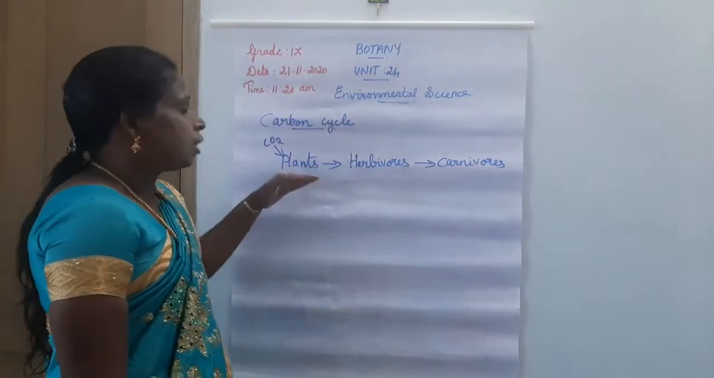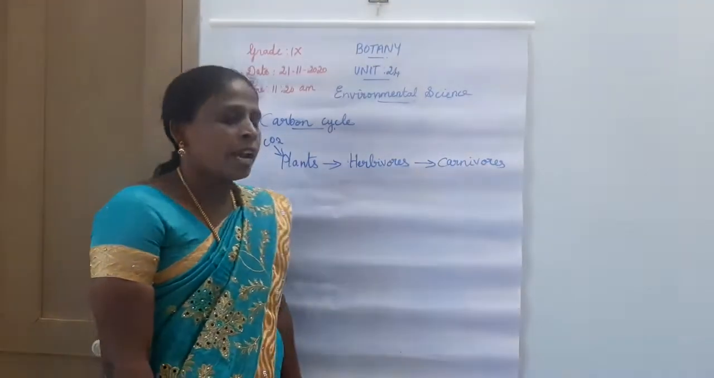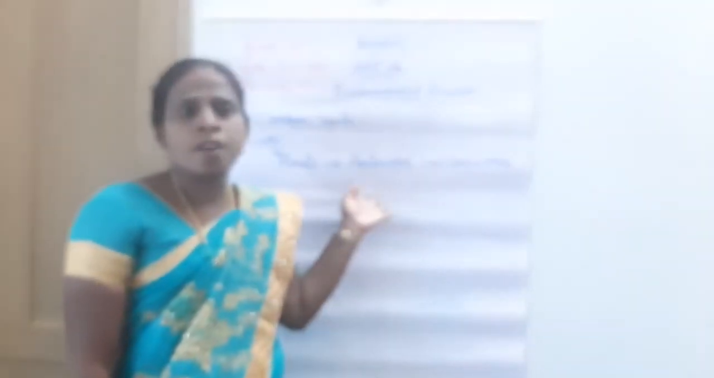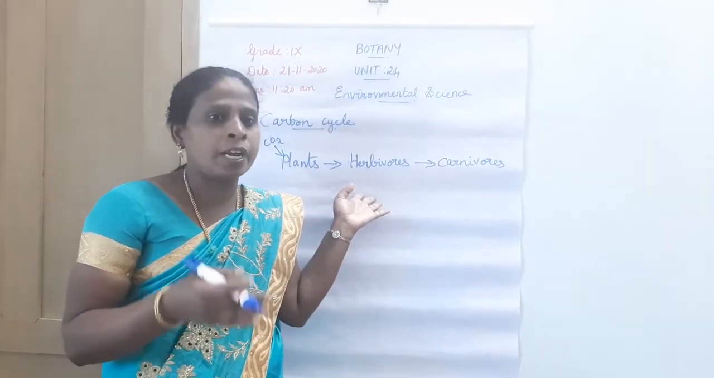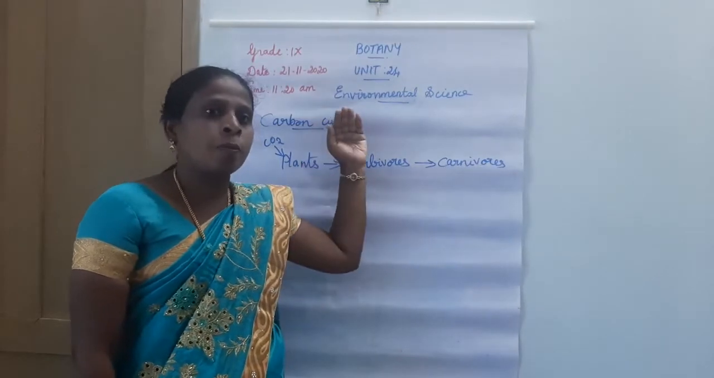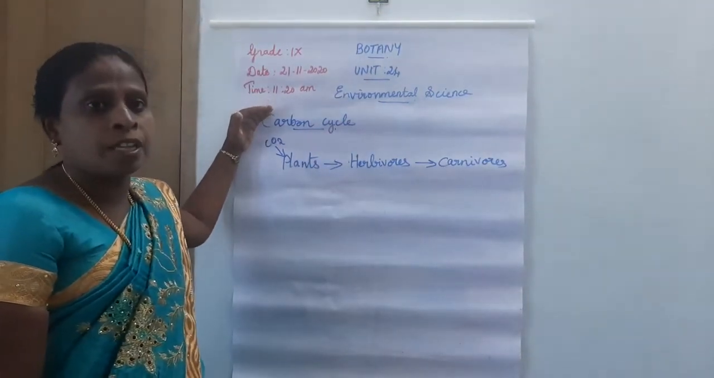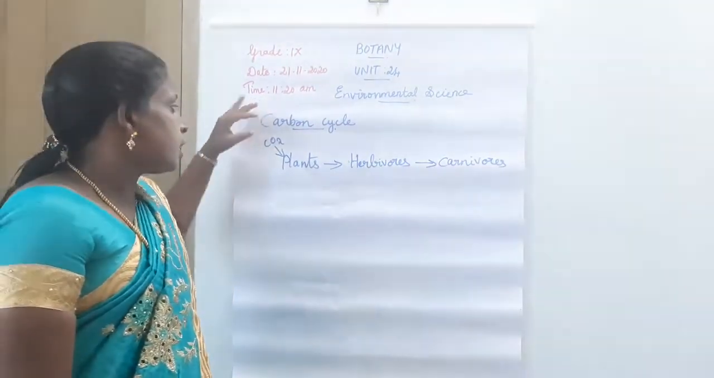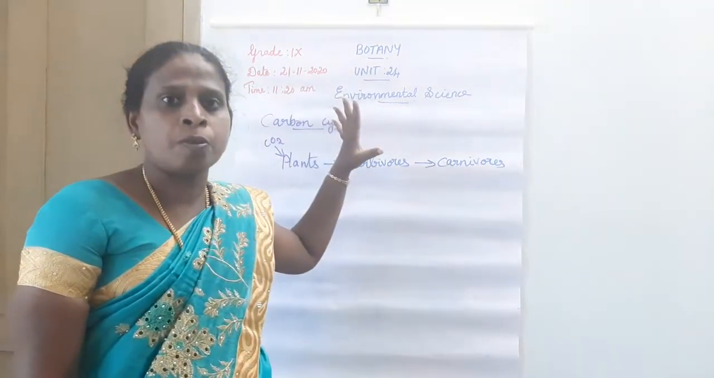Carbon cycle. Next one is human impact on the carbon cycle. Human activities affect the carbon cycle, that is burning of fossil fuel and deforestation. Due to that, carbon dioxide is released to the atmosphere. So more carbon dioxide is present in the atmosphere, in the form of carbon dioxide, carbon monoxide, etc.